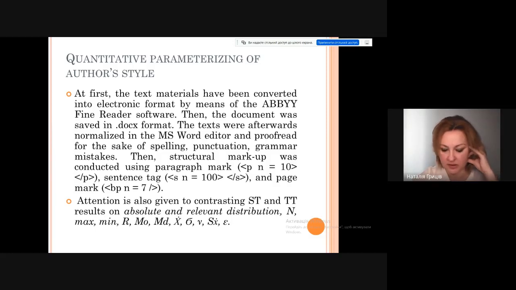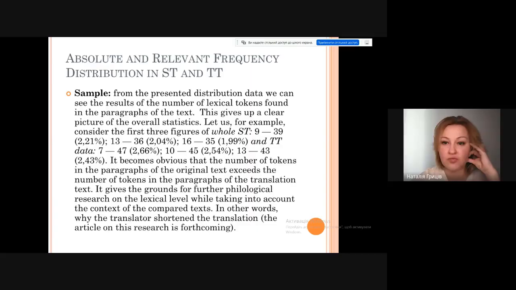Numeric characteristics, that is the number of meanings, maximal meaning, minimal meaning, and so on. Thus, to give you a sample, from the presented distribution data, we can see the results of the number of lexical tokens found in the paragraphs of the text. This gives us a clear picture of the overall statistics.